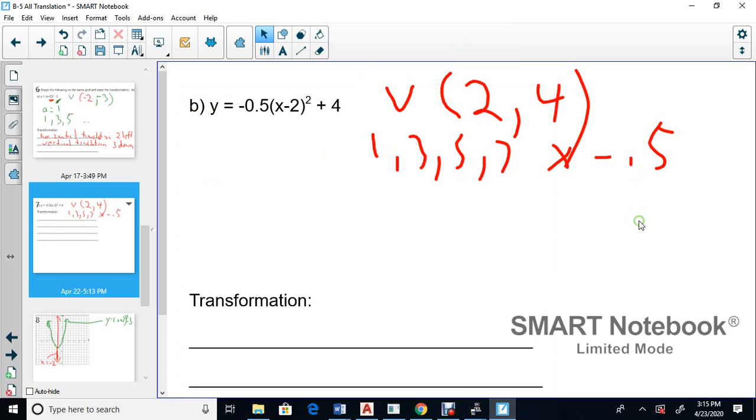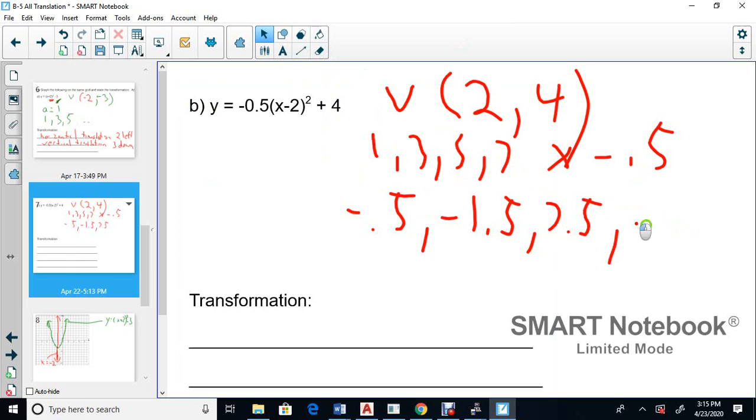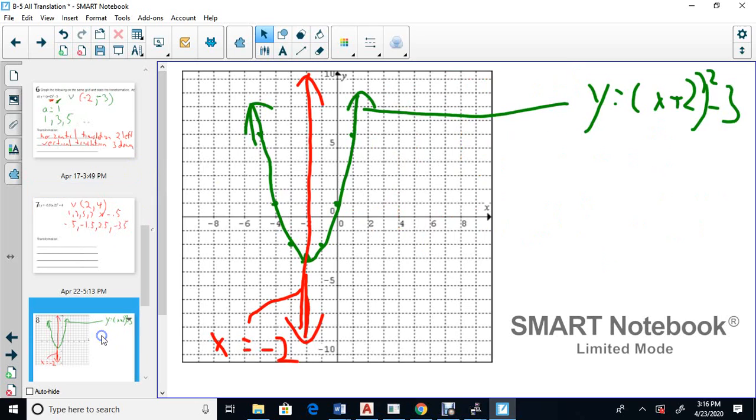Okay, so when we multiply that by 1, 3, 5, 7, you get -0.5, -1.5, -2.5, -3.5. So it's going to open down. I can see it already. Okay, so it's going to a reflection in the x-axis, but let's do it on here. We're going to go 2, 4. Let's see, maybe we'll pick a different color here so it's clear.